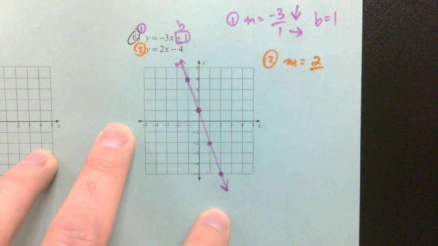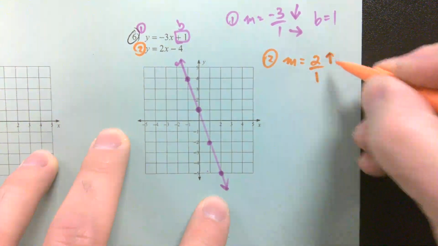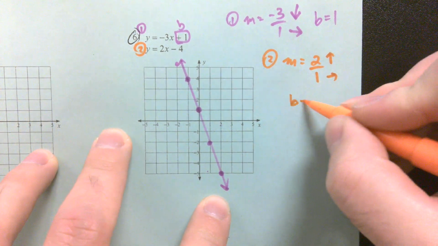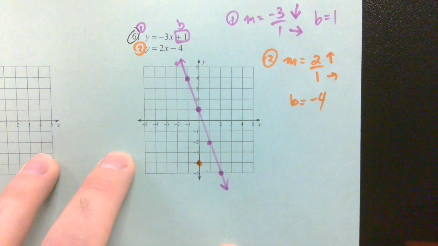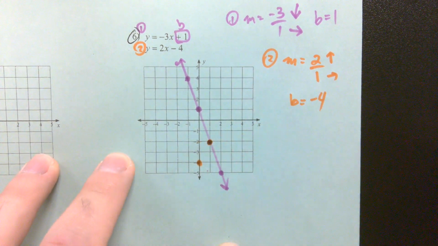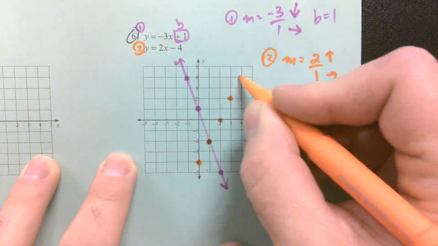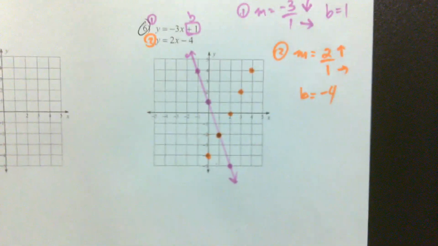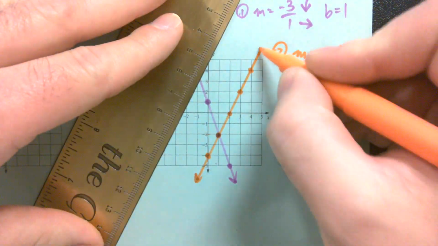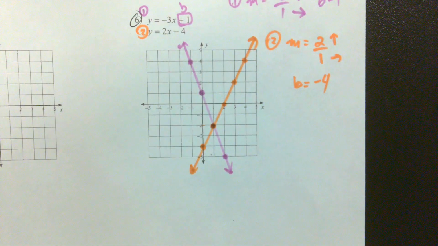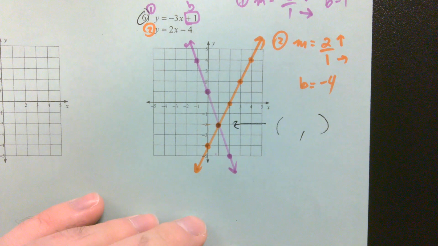Second line, my m is 2. What can I put underneath that 2 to make it a fraction? A 1. Now we're going to go up and to the right, and we'll begin at -4. So first dot at -4, up to right 1, boom, there's my intersection, up to right 1, up to right 1, up to right 1, all the way up to get as many points on this graph as we can. My solution is right there where they intersect.